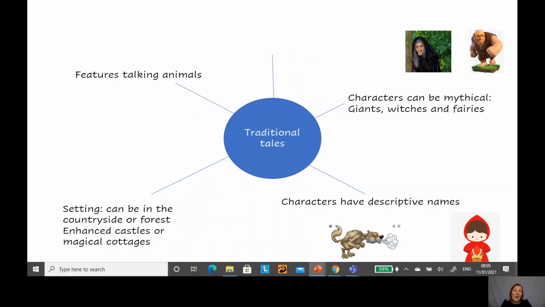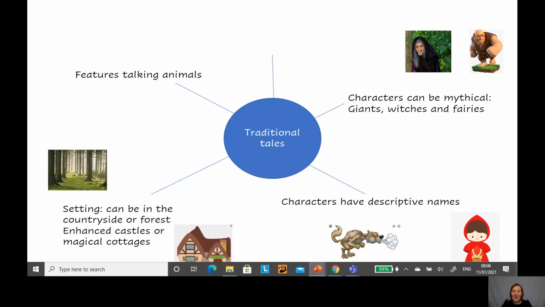But also they can contain enchanted castles, which mean magical castles, or magical cottages. So, for example, an enchanted cottage in an enchanted castle in Jack and the Beanstalk, or a magical cottage in Hansel and Gretel. There's our magical forest and our magical cottage.